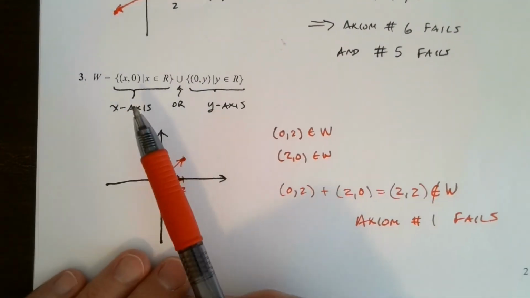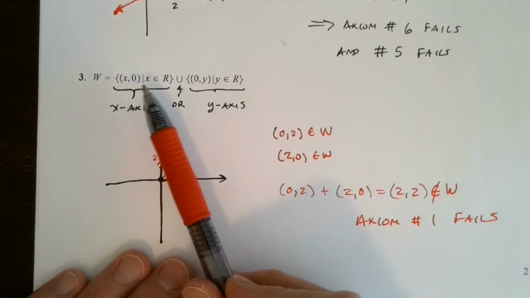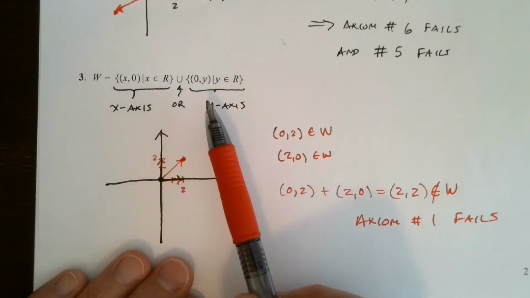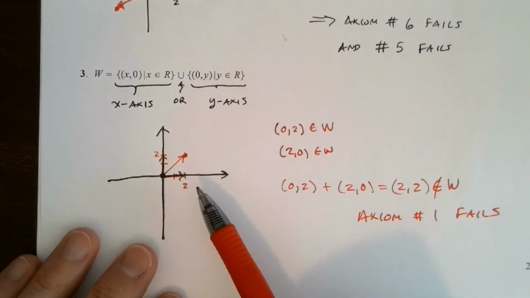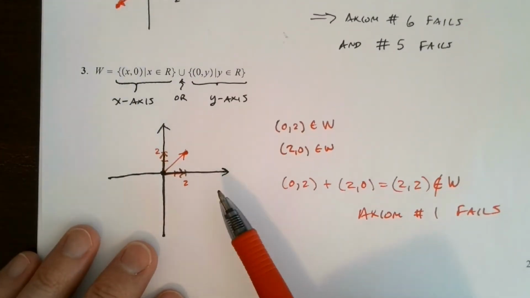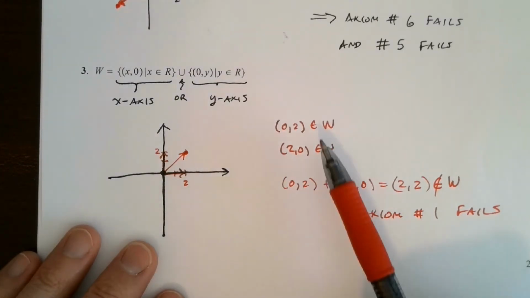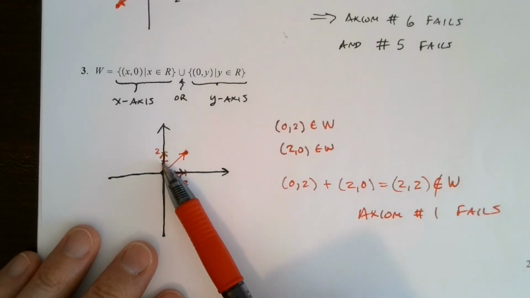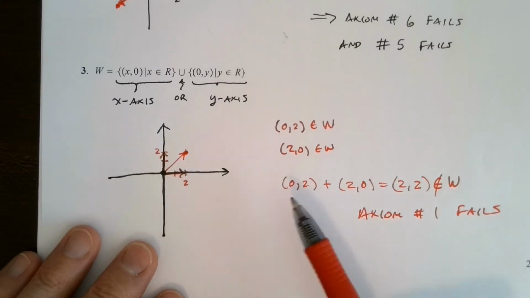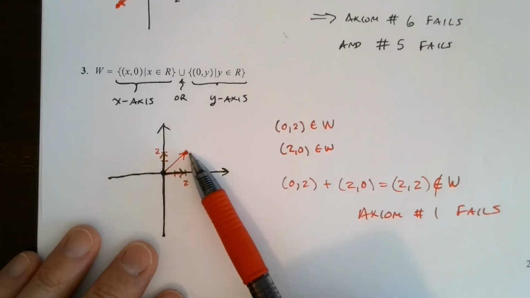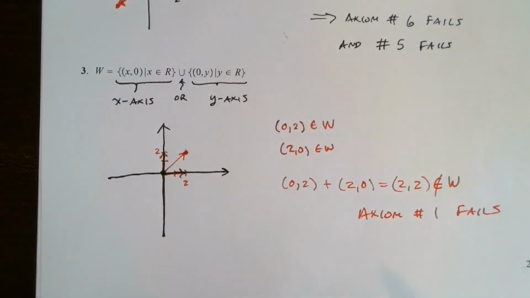Here's another one. Basically, this is the x-axis, the set of all ordered pairs (x, 0), where x is a real number, and this is the y-axis. And so we're basically looking at the x and y-axis. Okay, this is not a vector space either, because axiom number 1 fails. All the other axioms actually apply and are true. So the vector (0, 2), this one going up here, and the vector (2, 0) are both in the set W. But when I add them together, I get the vector (2, 2), which is shown here. And that vector is not on the x or y axis. And so axiom number 1 fails.